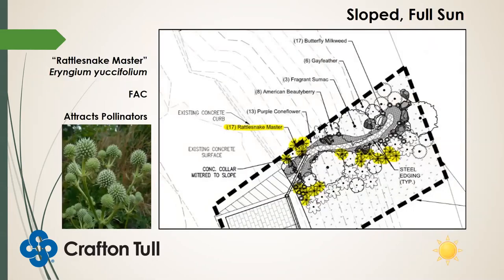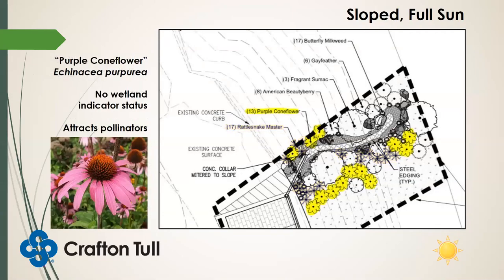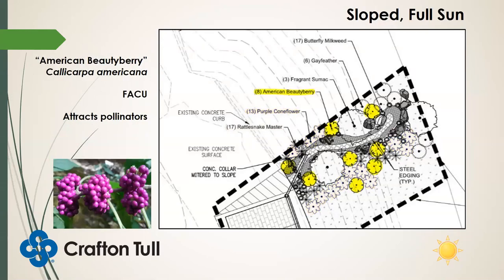So again, we chose rattlesnake master. Facultative species, attracts pollinators. Purple coneflower, which does not have a wetland indicator status, and generally when they don't, you just assume it's an upland plant. But these are also, like I mentioned, great for butterflies. American beautyberry, mentioned it earlier, another great one for pollinators.